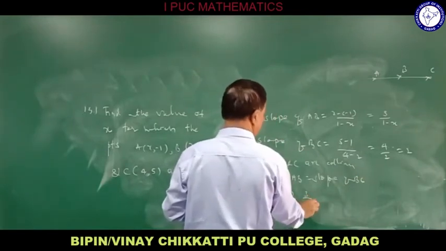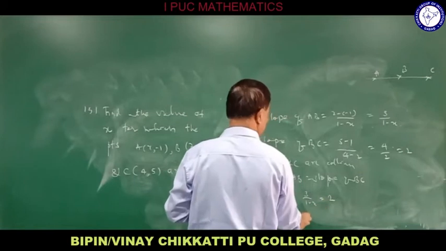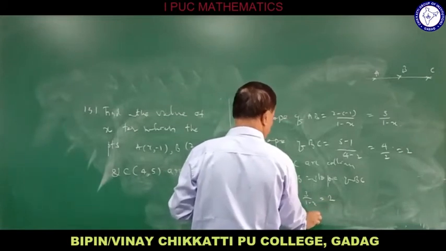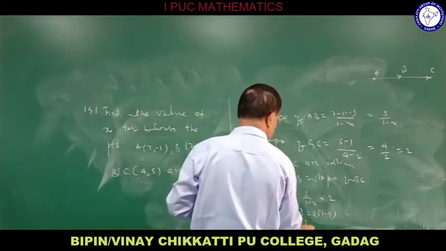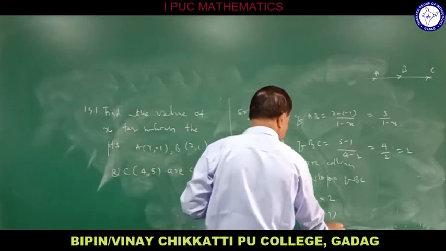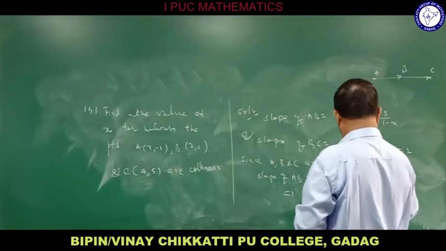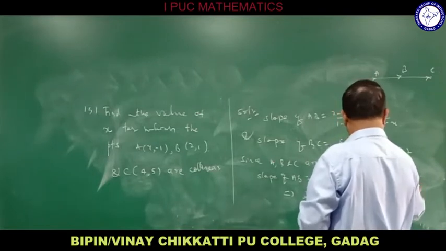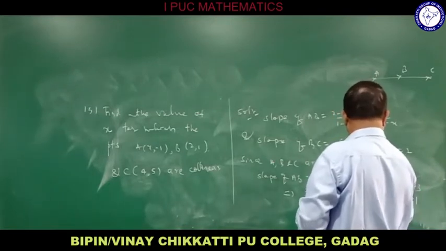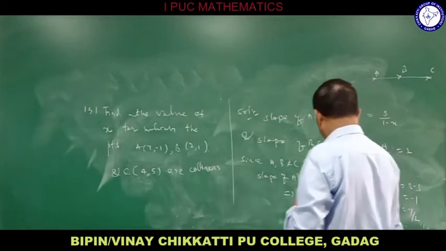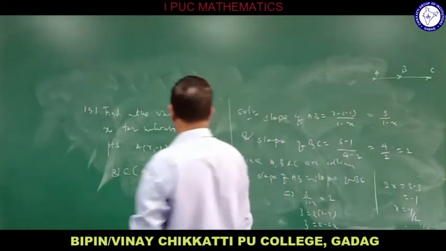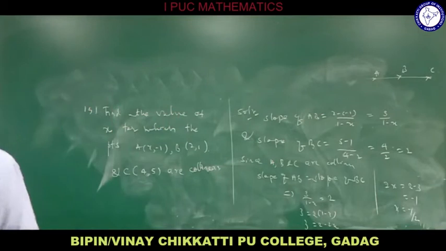That means the slope of BC is 3 divided by 1 minus x, which is equal to 2. So 3 is equal to 2 into bracket 1 minus x. 3 is equal to 2 minus 2x. Bringing this over, 2x is equal to 2 minus 3, that is minus 1. x is equal to minus 1 upon 2. So this is how we find the value of x when they are collinear.